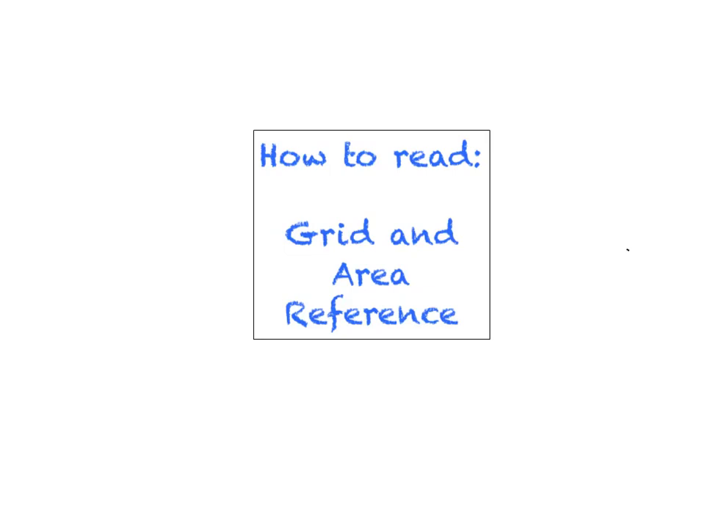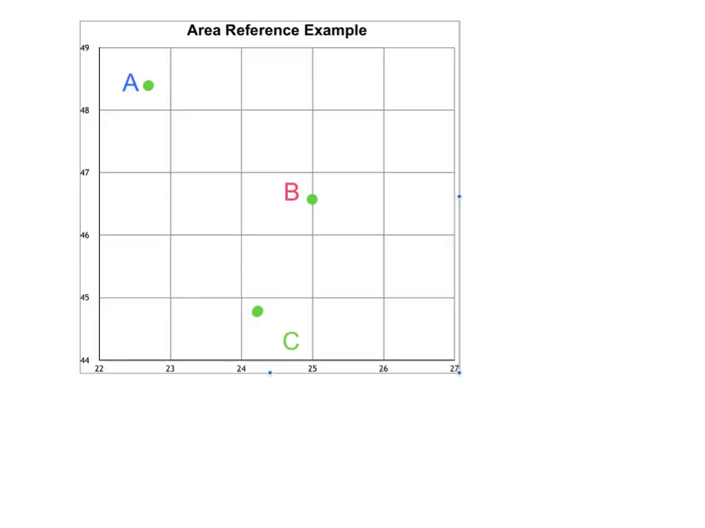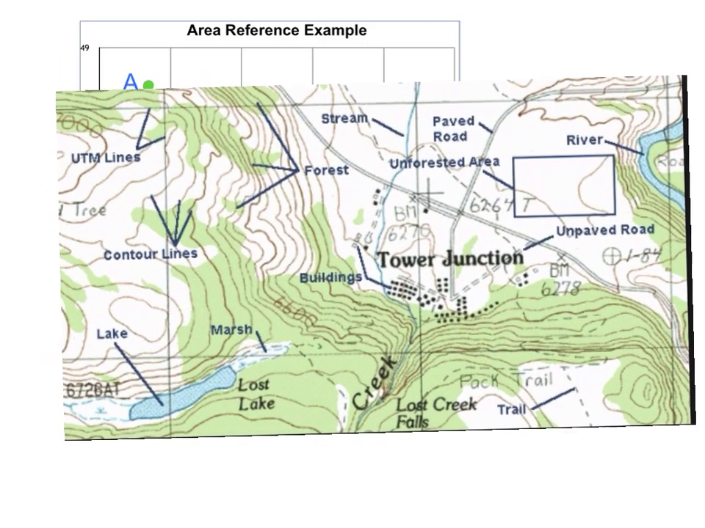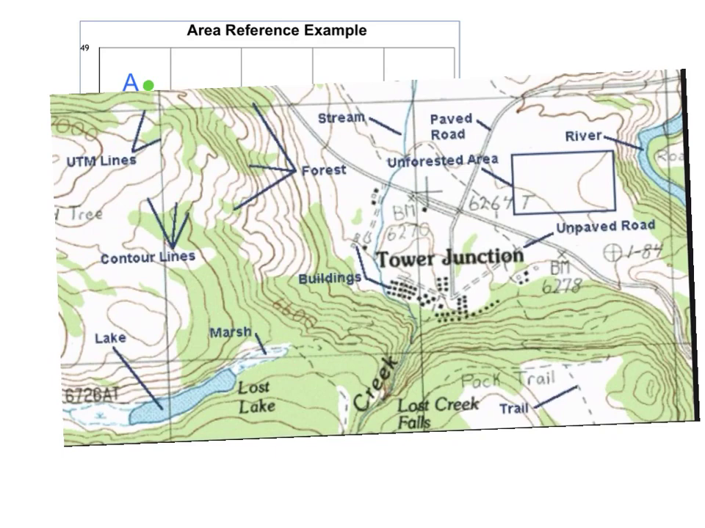How to read grid and area reference. Grid and area references are usually found on topographic maps, such as the one that you can see here, and are used to locate either a general area or something more specific, for example, such as the buildings in this little location here.